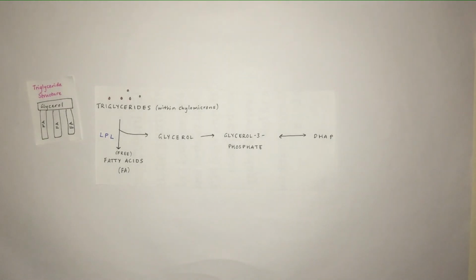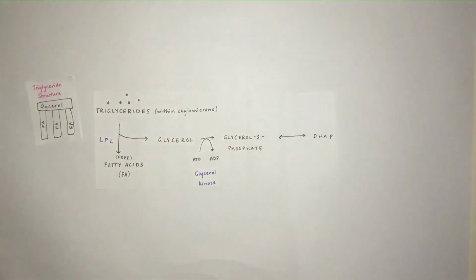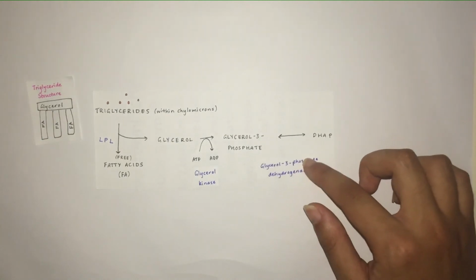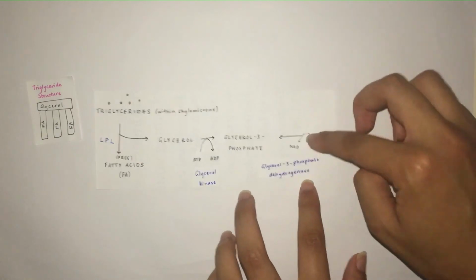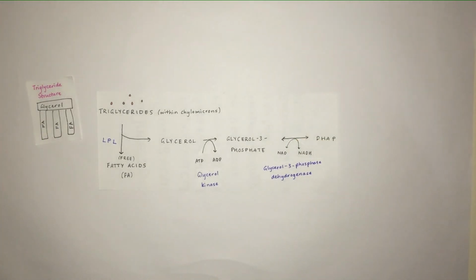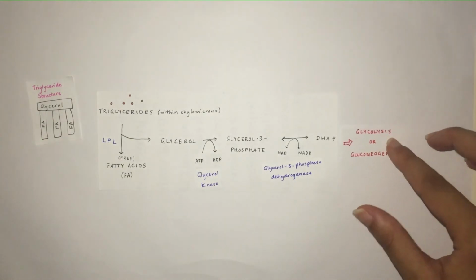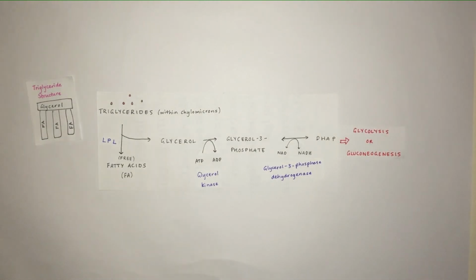So let's get started on the first reaction of glycerol breakdown. We've got glycerol becoming glycerol 3-phosphate by glycerol kinase, and in this process, an ATP becomes an ADP. Then we have glycerol 3-phosphate becoming DHAP, which is dihydroxyacetone phosphate, and this is done by glycerol 3-phosphate dehydrogenase. If you've seen the video on glycolysis, you should know that dihydroxyacetone phosphate, DHAP, a bit of a mouthful, is part of glycolysis and also part of gluconeogenesis. So glycerol can enter glycolysis or gluconeogenesis through this breakdown process.